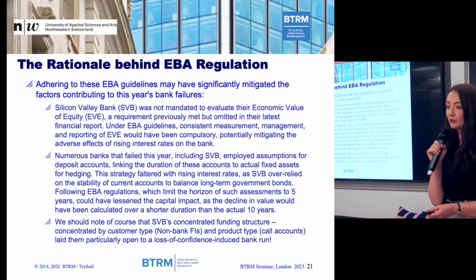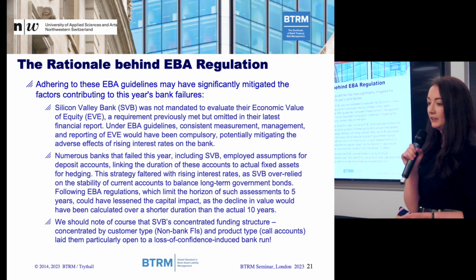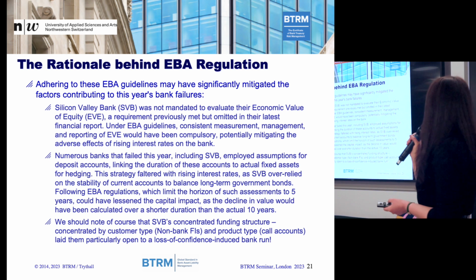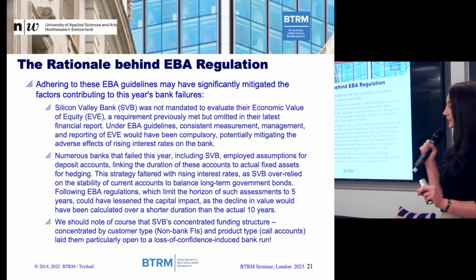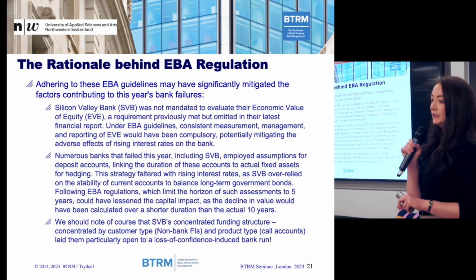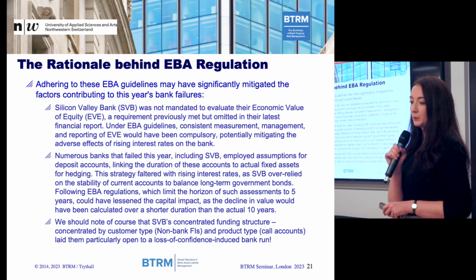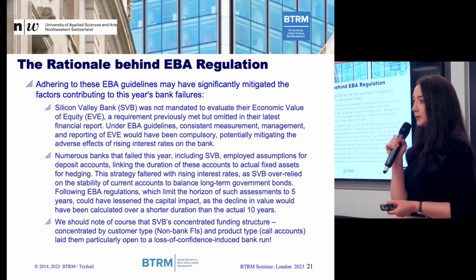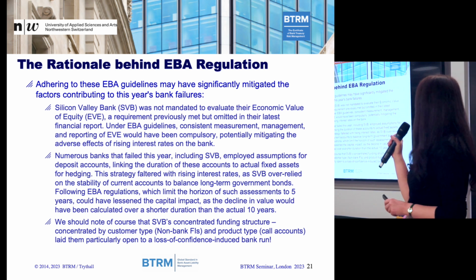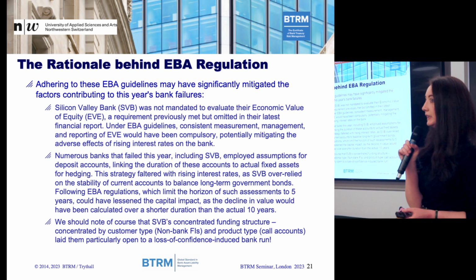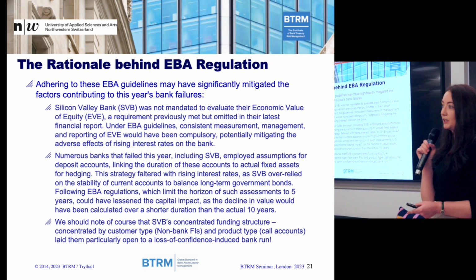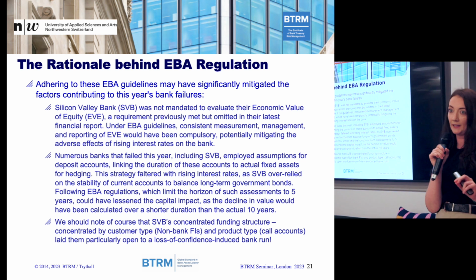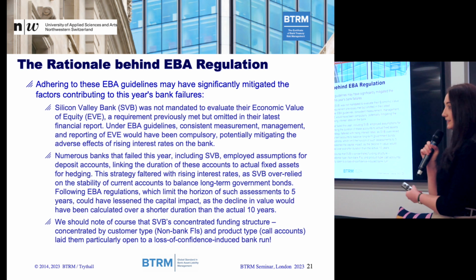So now going on to the rationale behind the EBA regulation. So these are kind of examples of where the EBA have their guidelines that protect against interest rate risk in different ways. So basically the first one is, Silicon Valley Bank was not mandated to evaluate their economic value of equity. So this is why a lot of the US banks were the ones that collapsed, because they were the small US banks, they were the ones that weren't regulated by the EBA.